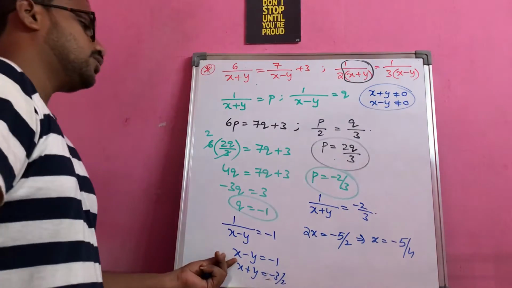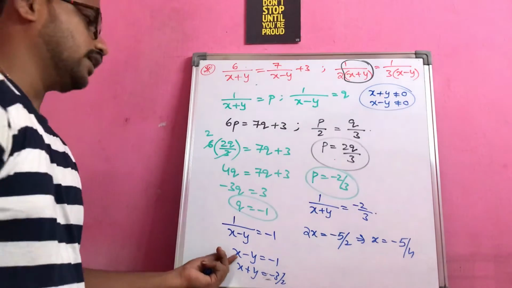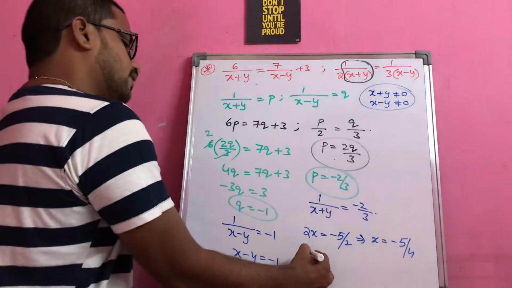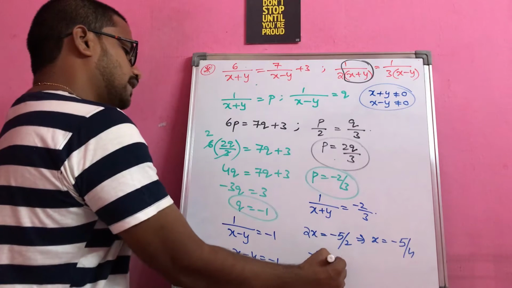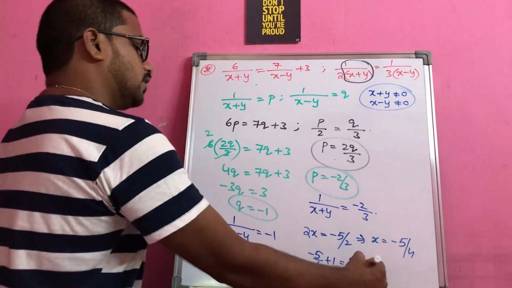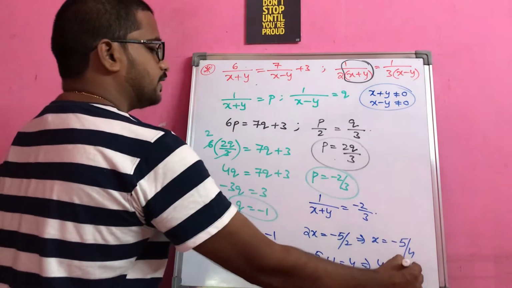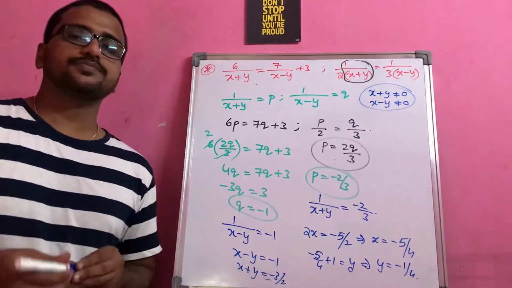So if I resubstitute x with minus 5 by 4 here, I will be getting minus 5 by 4 plus 1 is equal to y. If you simplify this, I will be getting y is equal to minus 1 by 4.